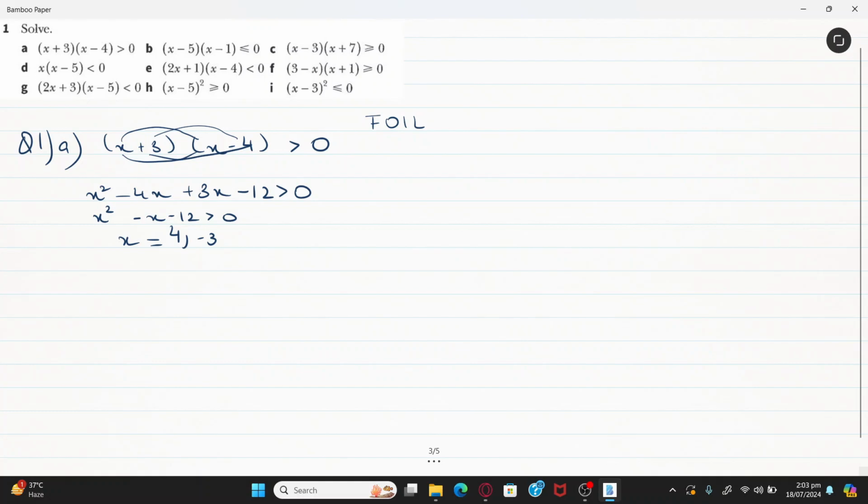So we have two values of x. However, this is an inequality. This is not an equality. It's not an equals to sign. We can't say x is equal to 4 or x equals to -3. No, it's not that.